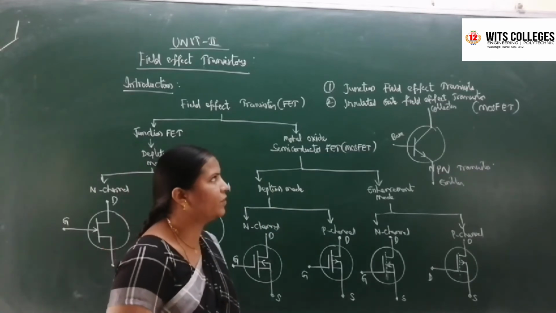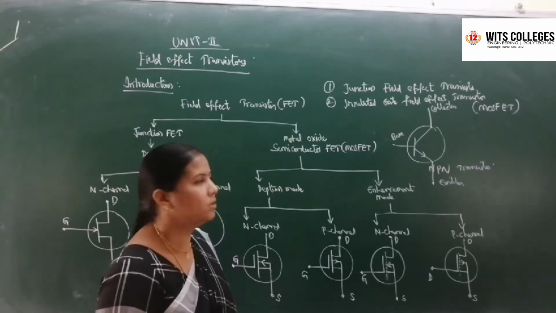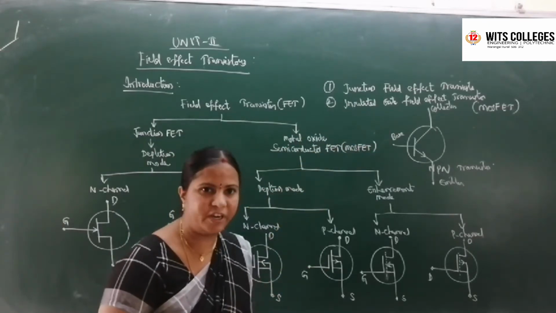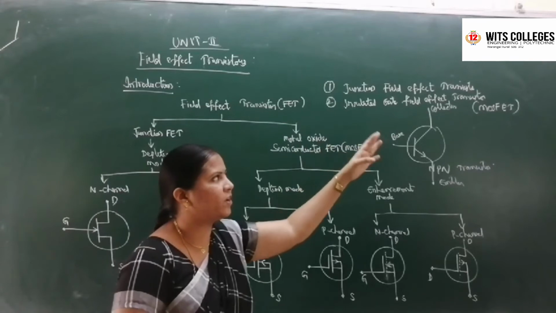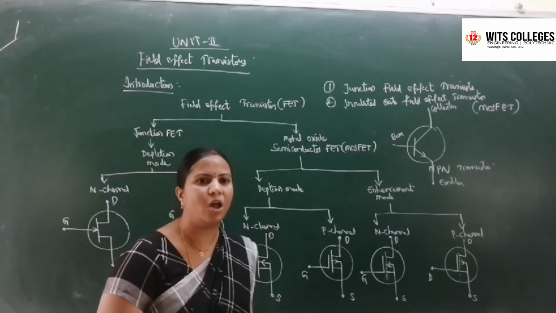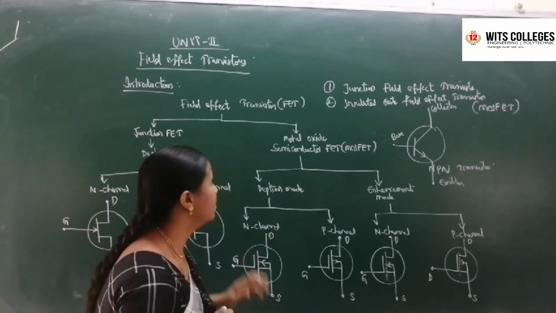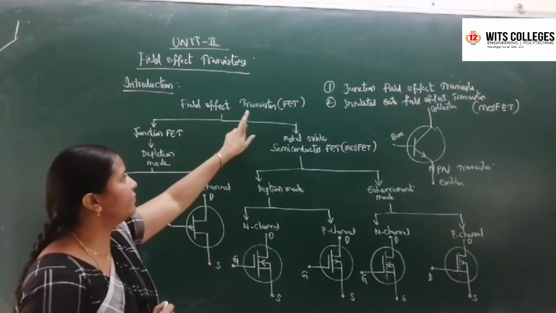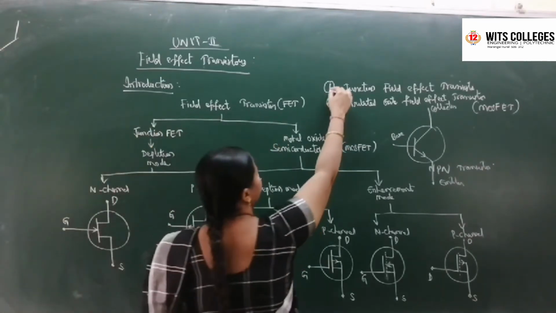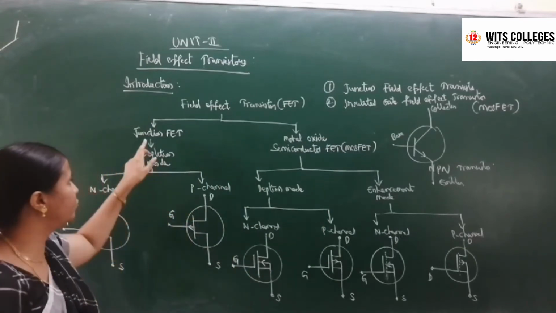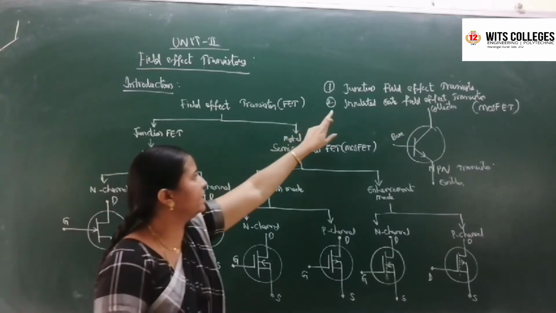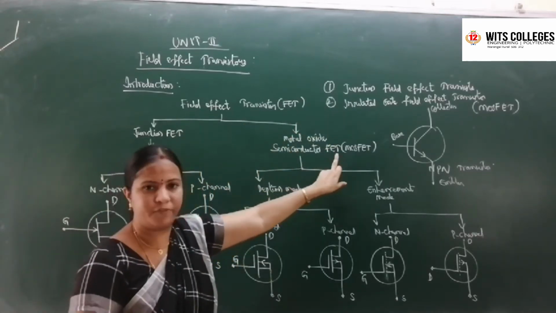So if you take the classification of FET, you have two types: the junction field effect transistor, which we can simply name JFET, and the insulated gate field effect transistor, or MOSFET, the metal oxide semiconductor field effect transistor. Field effect transistors are classified into two types: the junction field effect transistor and the metal oxide semiconductor field effect transistor.